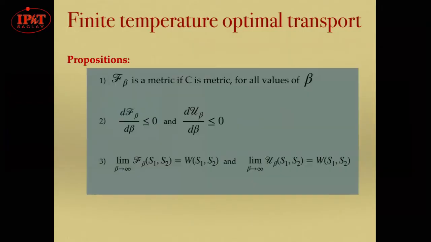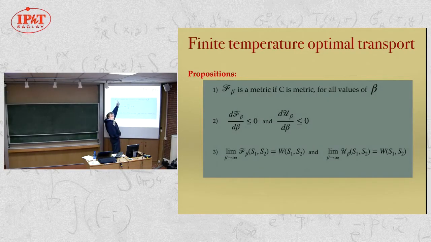Why is that interesting? Well, first mathematical result related to that is the free energy at any temperature beta is a metric if C is a metric. Second property, the free energy as a function of beta is monotonically decreasing. So it's monotonic. So if we decrease beta, we know we're going to converge to the solution. The limit when beta goes to infinity of the free energy and of the internal energy is exactly the Wasserstein distance between the two sets of points. So the math behind that is solved.